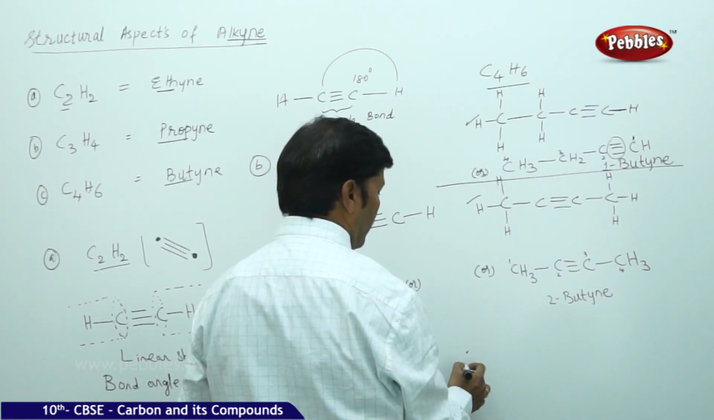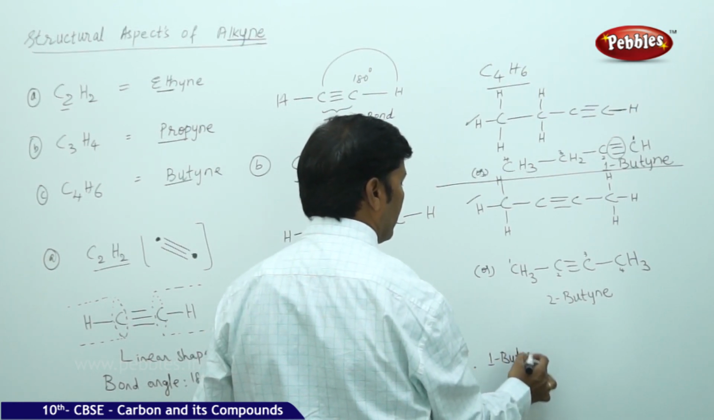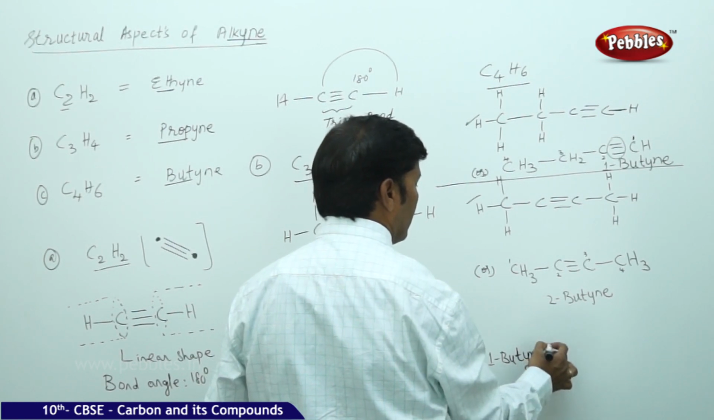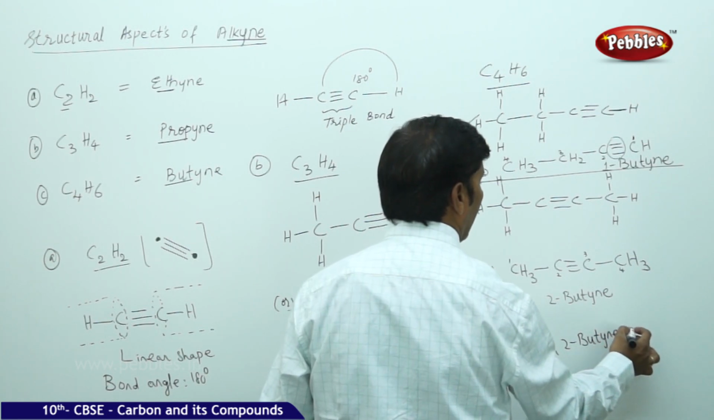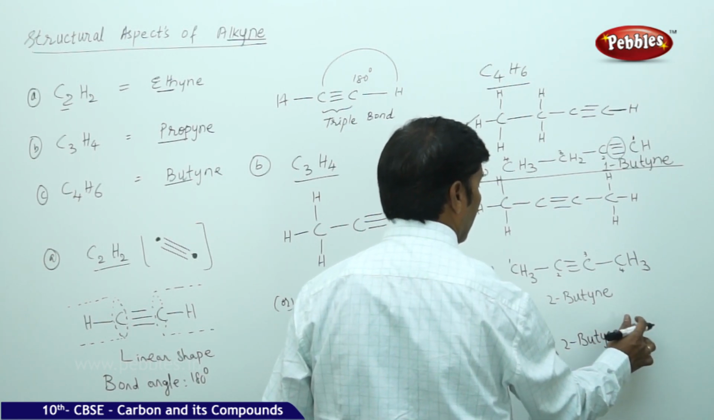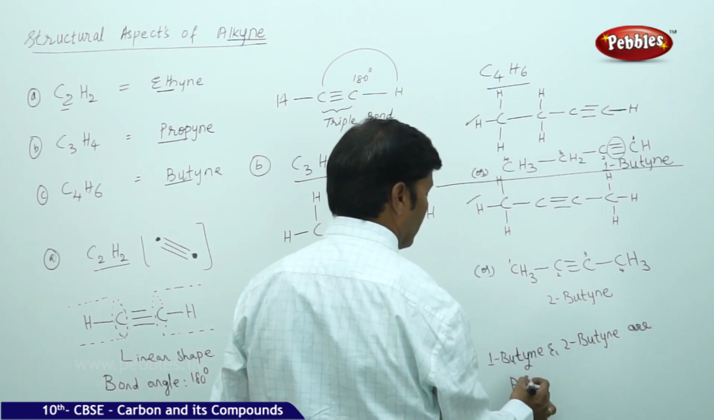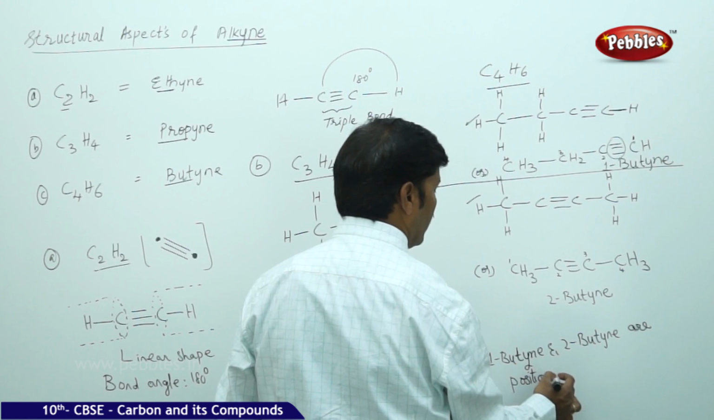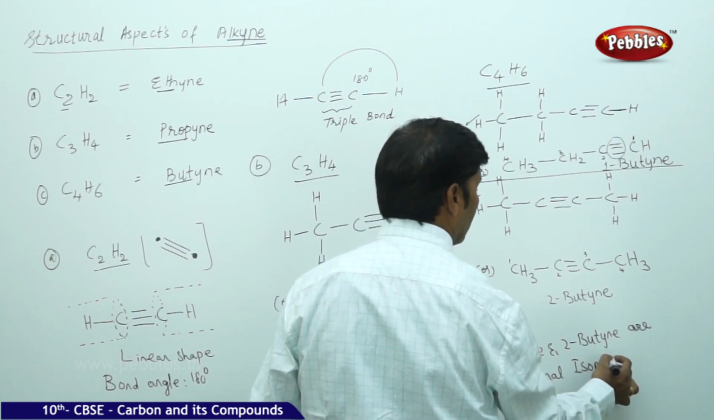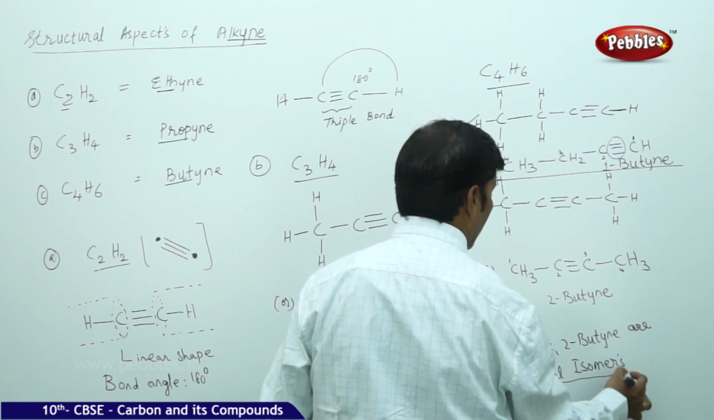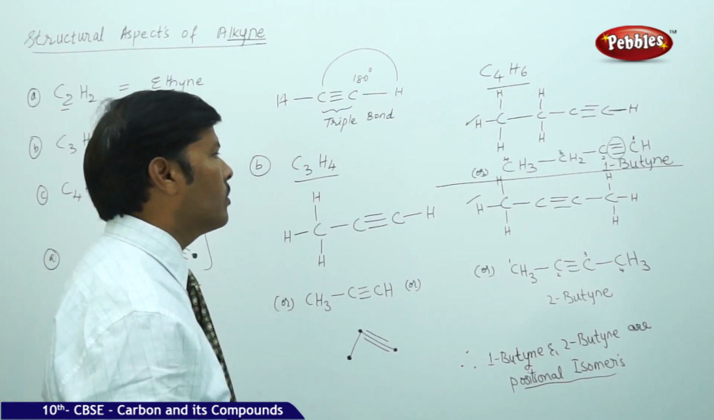Therefore, we can come to one conclusion: 1-butane and 2-butane are positional isomers. 1-butane and 2-butane are positional isomers.